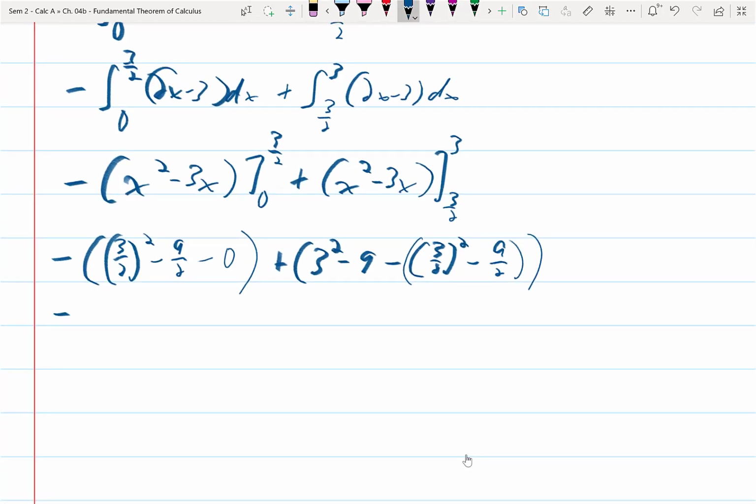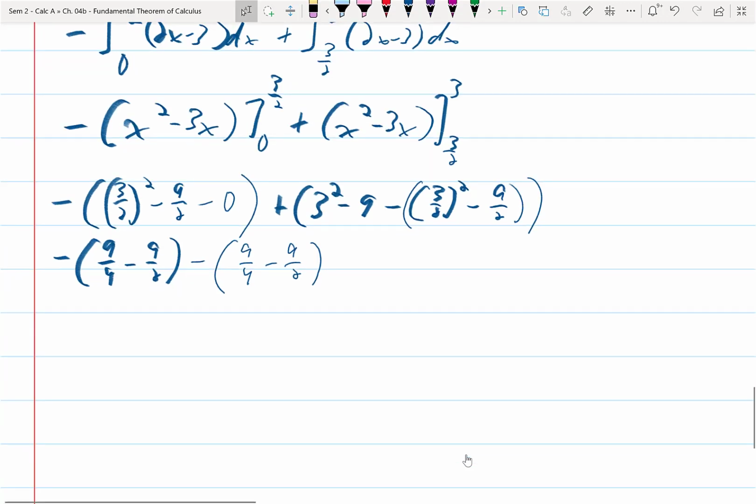So I get negative 9/4 minus 9 halves, plus, actually in this case, minus 9/4 minus 9 halves. 9/4 minus 9 halves is negative 9/4. Should this whole thing be 9 halves? I'll let you math that out.